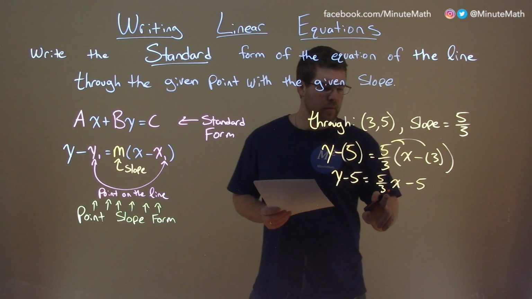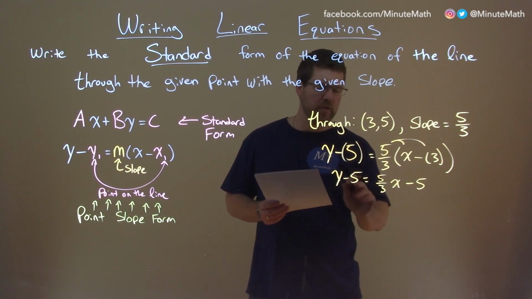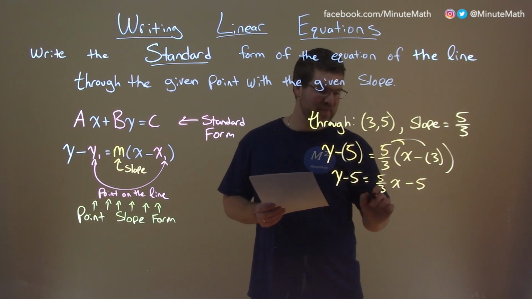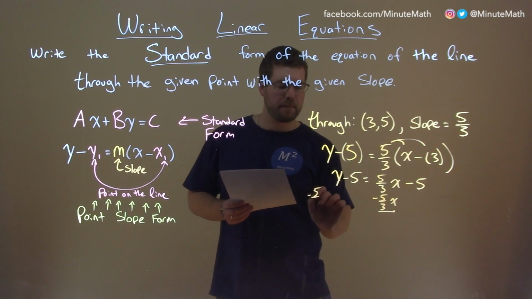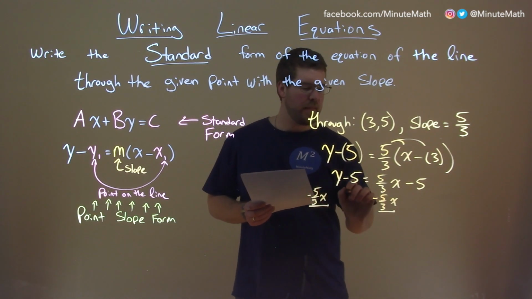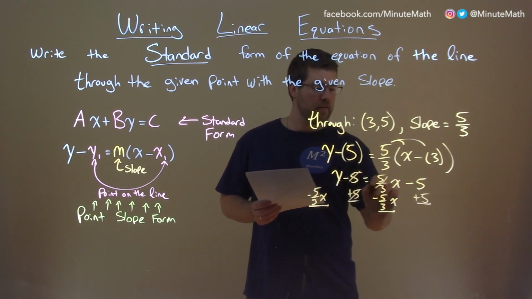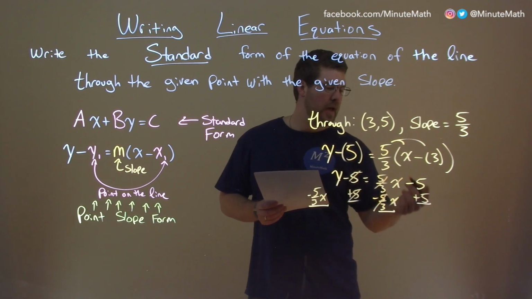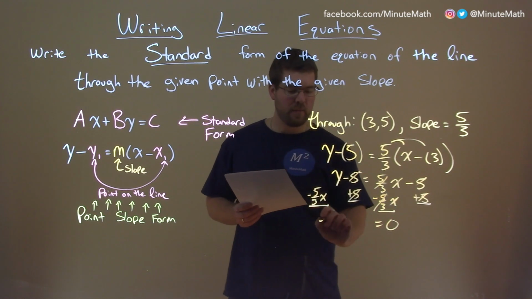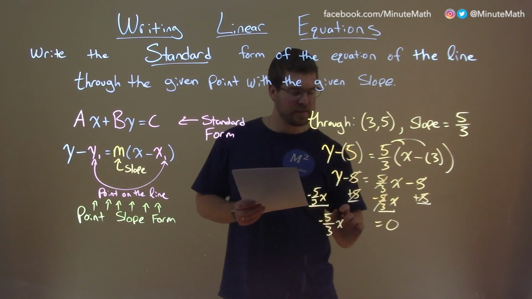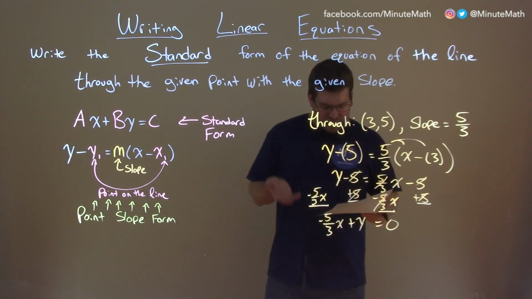So, what we have here is we want to bring x over to the left, and the numbers to the right. So we subtract a 5/3 x here to both sides, and then we add a 5 to both sides. These 5/3 cancel with the x's, and negative 5 plus 5 also cancels. So we have a 0 on the right, and we have a minus 5/3 x on the left, plus y equals 0.